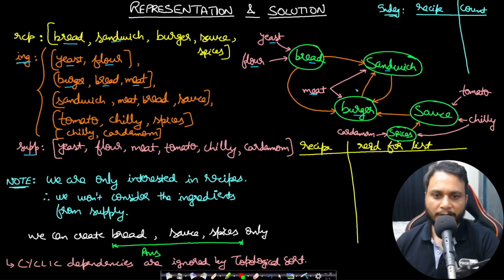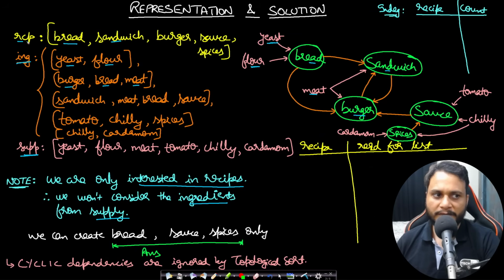Now in this graph, we are only interested in the recipes. We are not interested in the supplies. So when we make the final graph, we will not be including the pink colored supplies, right? Because that is of no interest to me. We are only interested in the recipes. We won't consider the ingredients from the supply section.